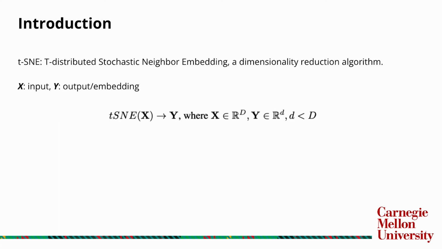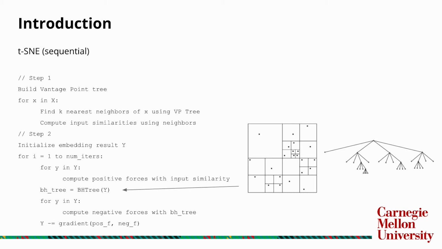So, what's t-SNE? The full name is T-distributed stochastic neighbor embedding, which is a dimensionality reduction algorithm. Given X, which is a set of points in high-dimensional space, t-SNE outputs Y, which is a set of points in a lower dimensional space. The goal is that if two points are close in the input space, they should also be close in the output space. Here is the pseudocode for a sequential version of the algorithm.